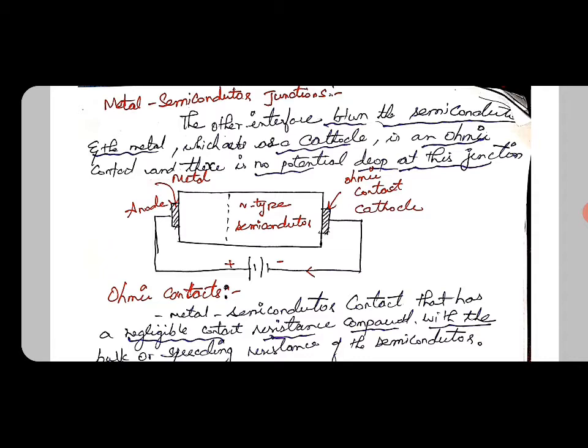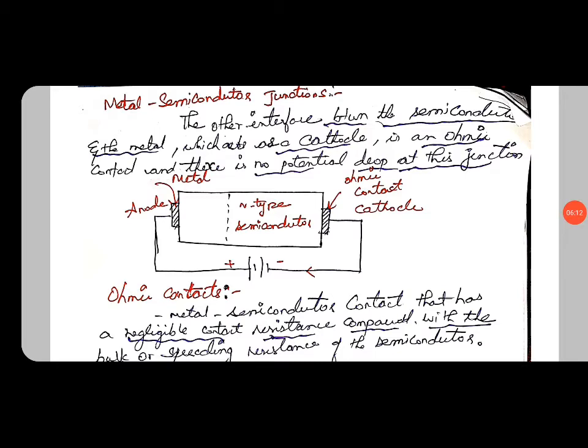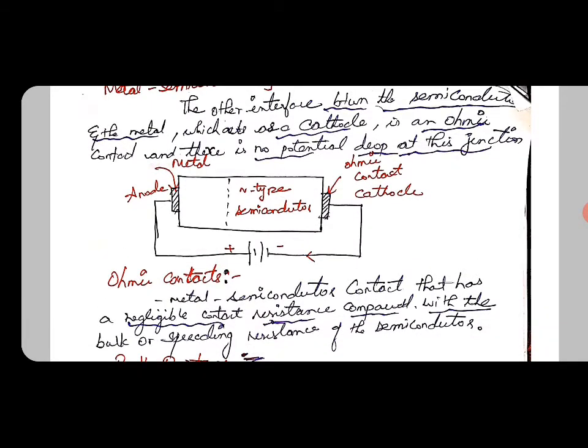Then we can see the metal semiconductor junctions. The other interface between the semiconductor and the metal, which acts as a cathode, is an ohmic contact, and there is no potential drop in the junction. This is the structure of the metal semiconductor junction.